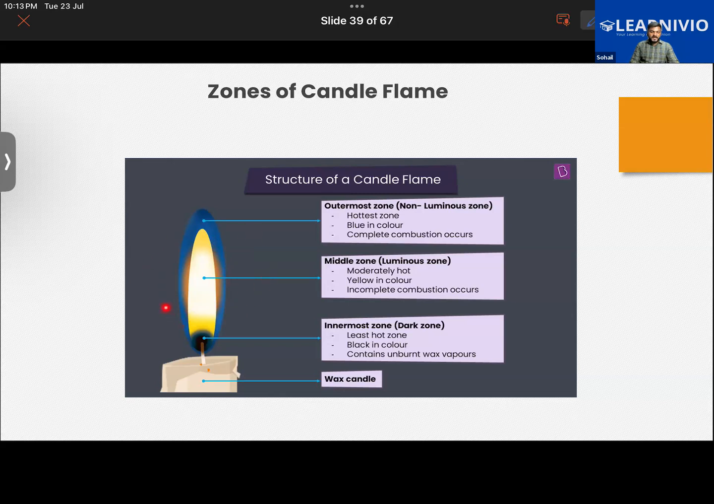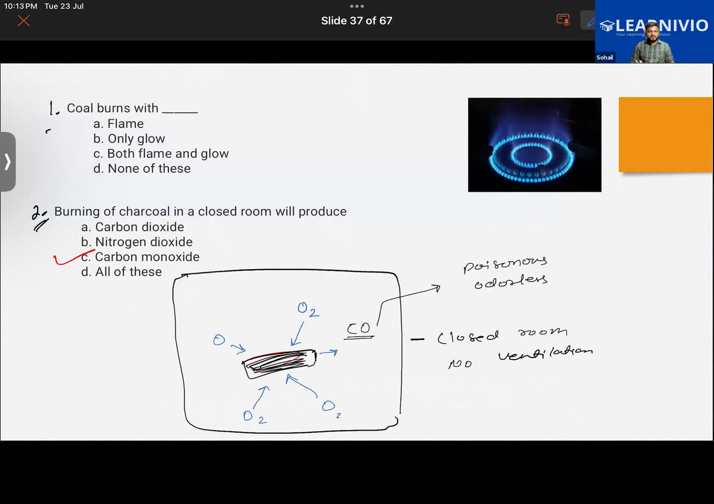So observe here that usually the majority of the color of this flame is yellow, isn't it? What would you say about this burning LPG? Why is the majority of the flame blue in color? What is the reason behind that? Yeah, the basic reason. Can you guys think of it?